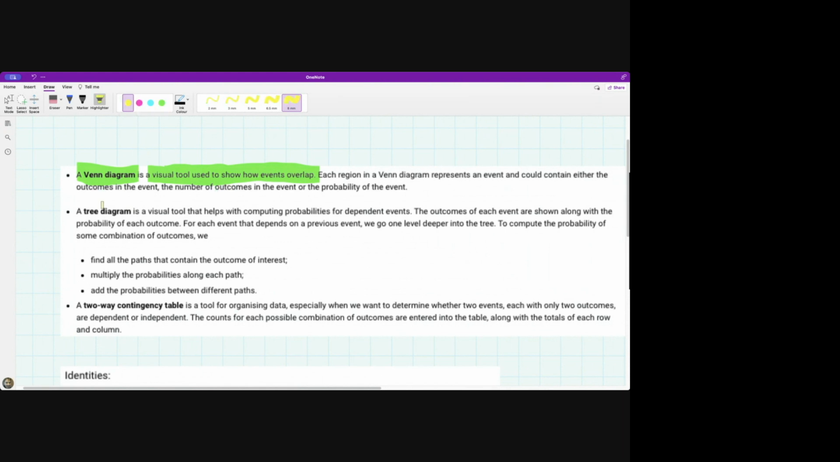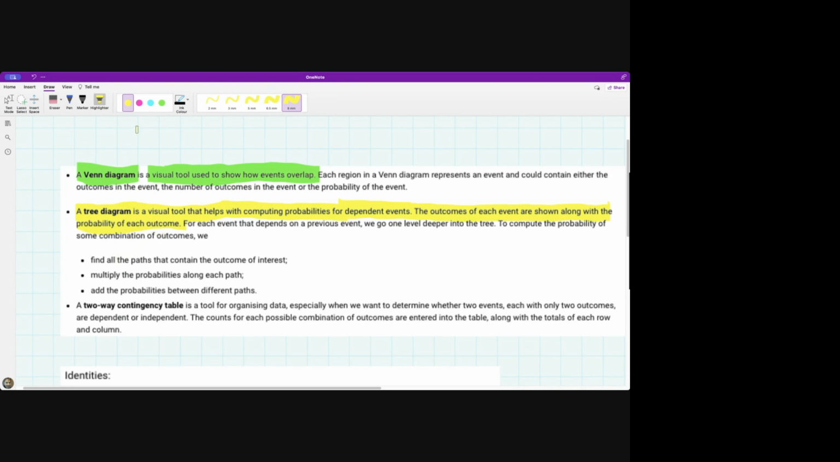And then we also learned about a tree diagram. A tree diagram is another visual tool that helps us compute probabilities for dependent events. It can also work for independent. Basically, the outcomes of each event are shown along with the probability of each outcome. So we have the outcomes at the end of the branches and the probabilities on the branches. And that is something we've been working on.